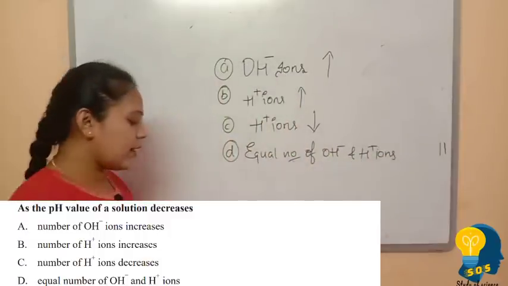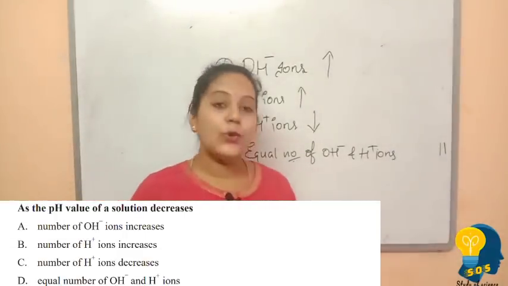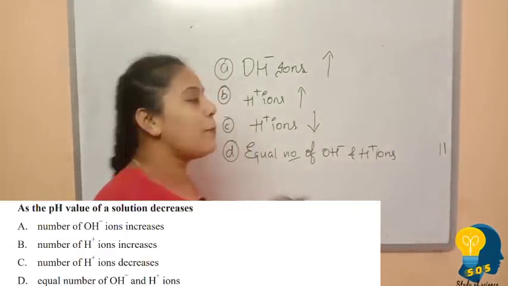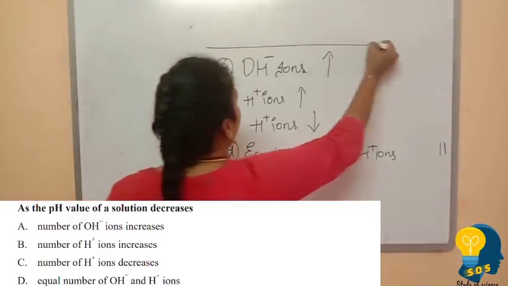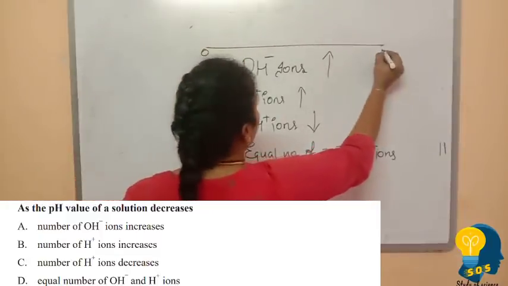So our question here is, pH value of a solution decreases. So you know the pH scale, right? The pH scale will start from 0 and it will end at 14.